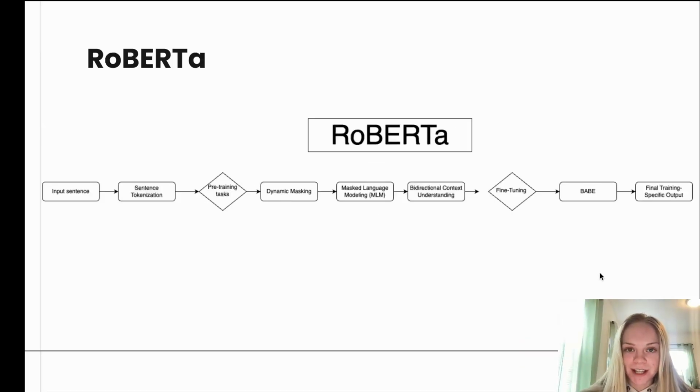For individually testing RoBERTa, the workflow is similar to the workflow of BERT previously discussed. However, we are removing that next sentence prediction pre-training task and only having that bidirectional context understanding.